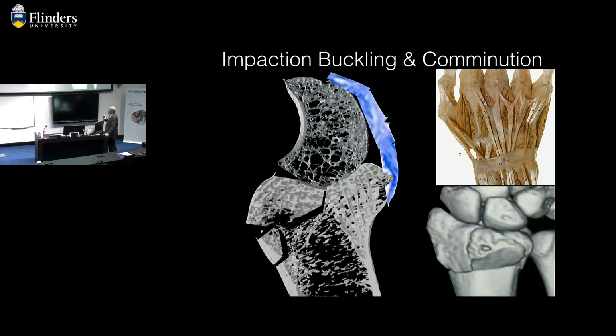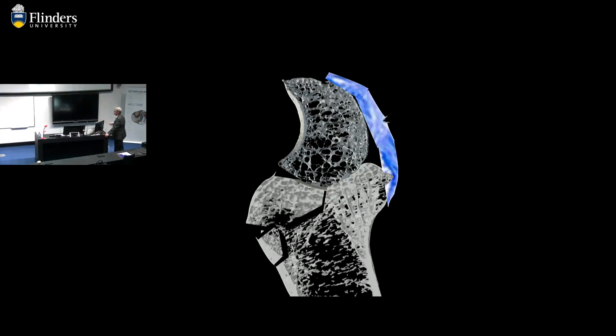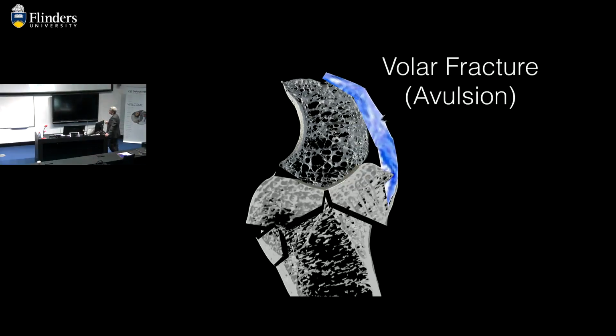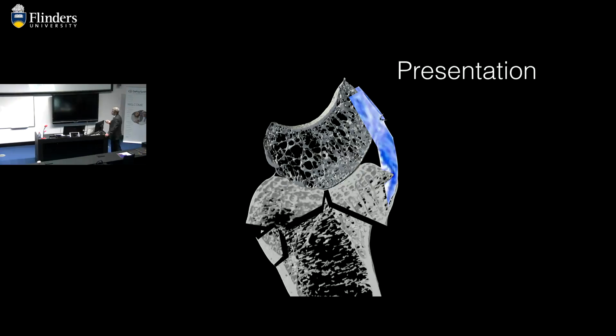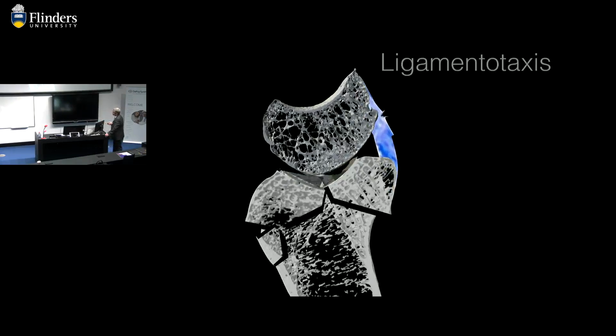Whether the extensor retinaculum and the ligaments tend to absorb some of the force, or whether they tend to reinforce the bone, we're not totally sure of, but we do know that the fractures occur away from the actual capsule and ligament attachments. As we go further, we may get a volar avulsion as the volar capsular structures pull off the volar cortex. So at the time when we see our patient, they may present with some shortening, there may be some comminution, and then we take them to the operating theatre, and we would often do ligamentotaxis.